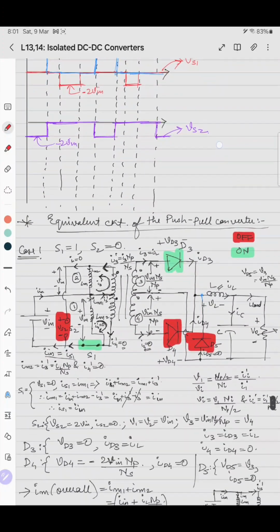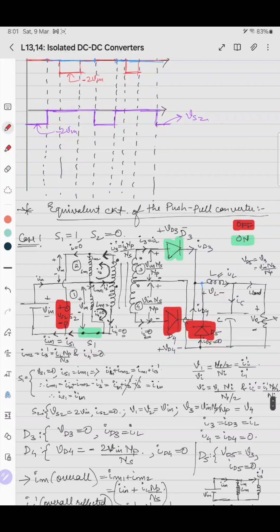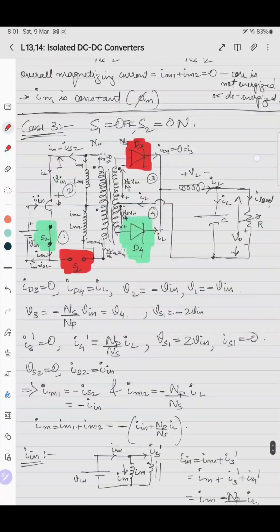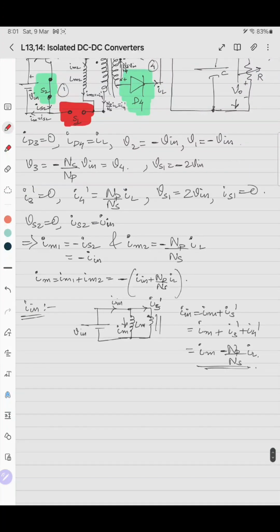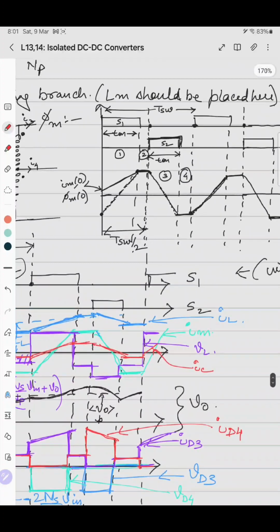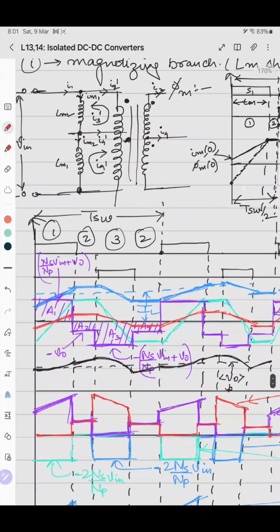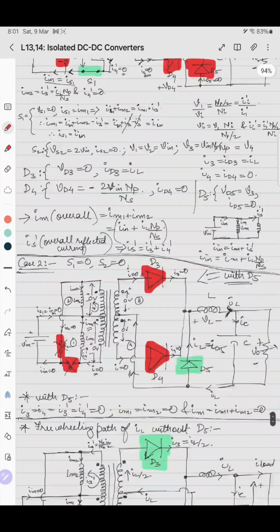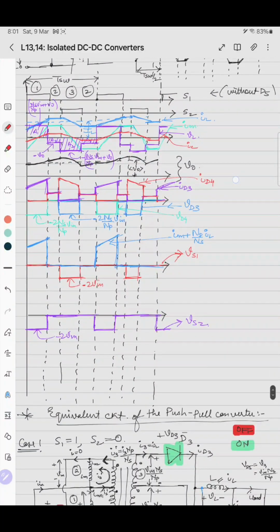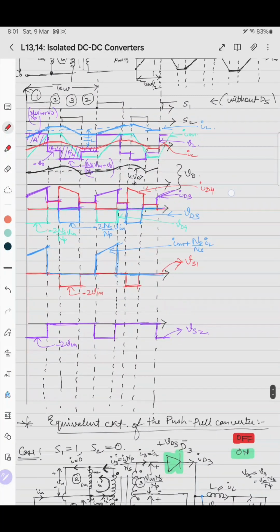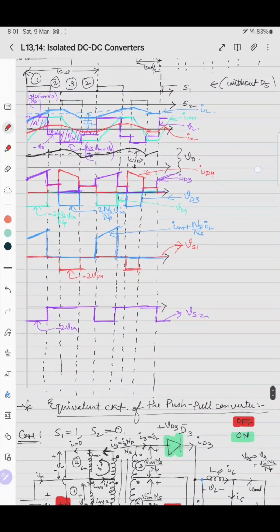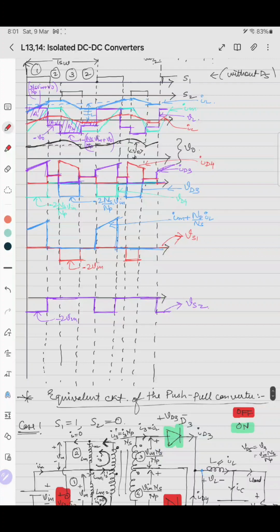IS2 here is 0 0, and IS2 in this case is IM minus NP by NS into IL. So already IM has a negative slope, and in case number 3, IL also has a negative slope. So it will be in this fashion only in case number 3. So it will be like this.